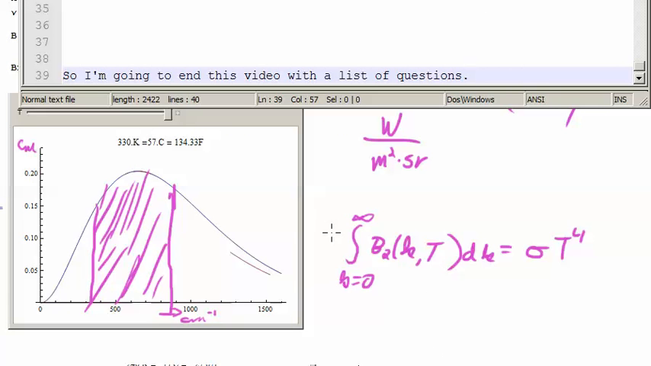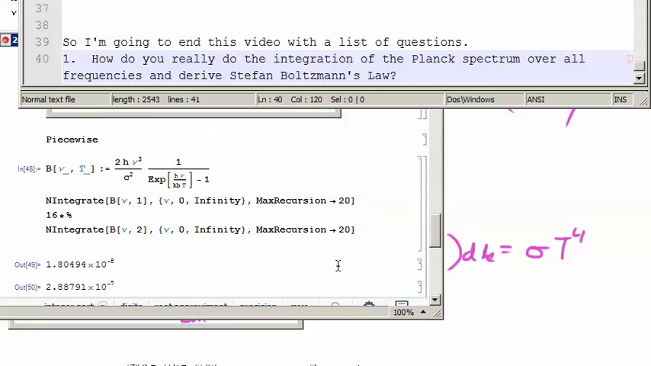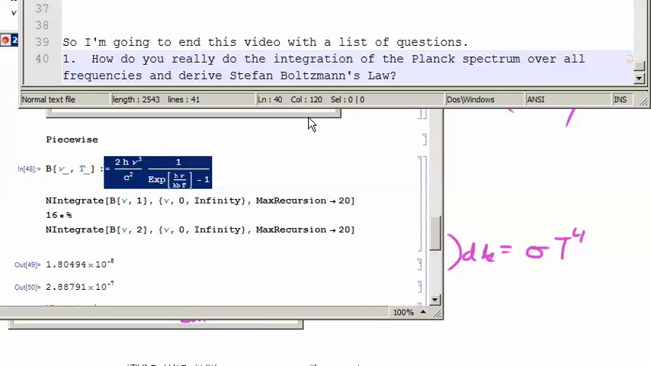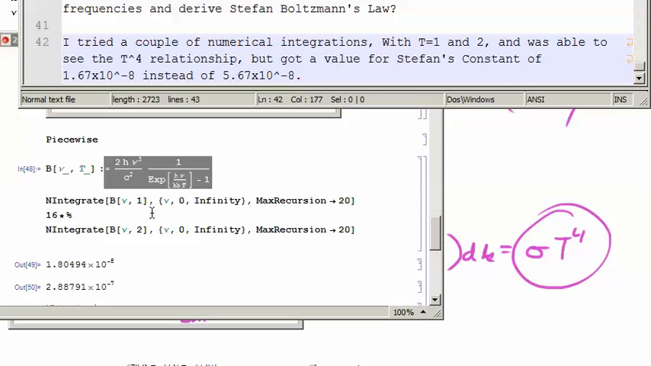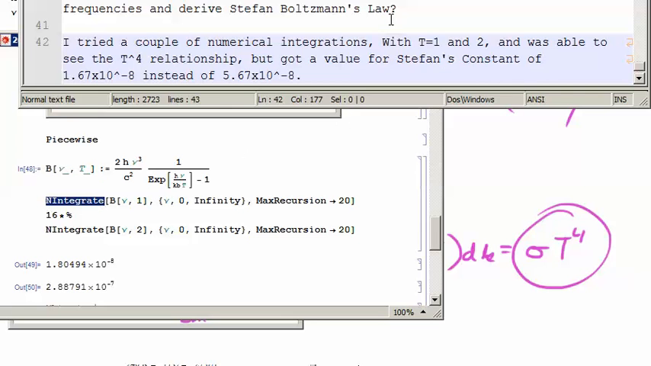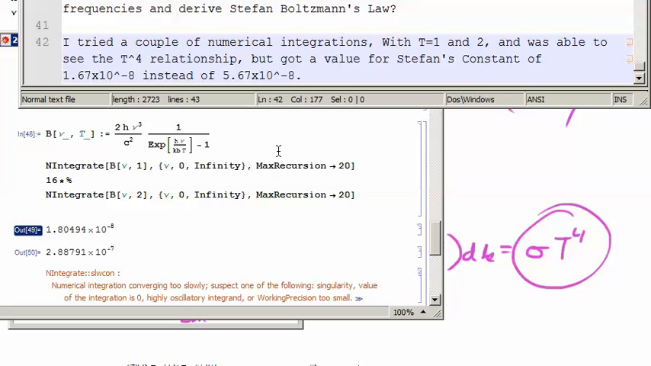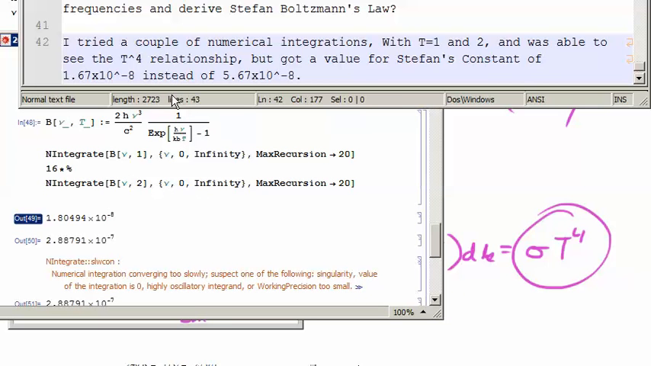So I'm going to end this video with a list of questions. Number 1, how do you really do the integration of the Planck spectrum over all frequencies and derive Stefan-Boltzmann's law? I tried a couple of numerical integrations. With T equals 1 and 2, I was able to see the T to the 4th relationship, but I got a value of Stefan's constant of 1.8 times 10 to the negative 8th instead of 5.67 times 10 to the negative 8th.